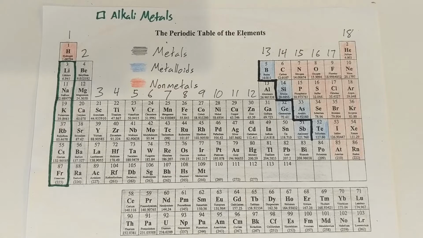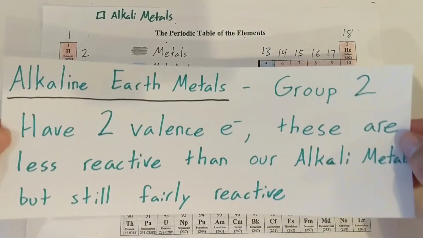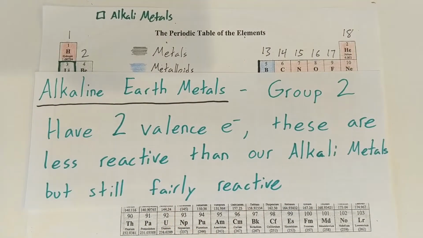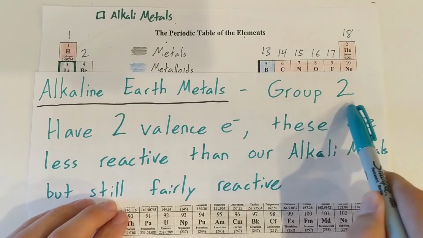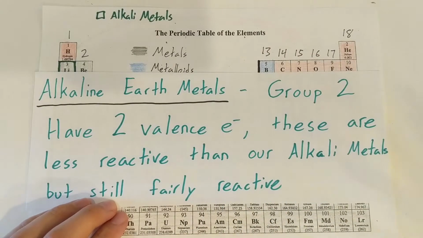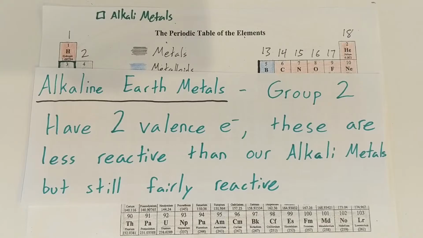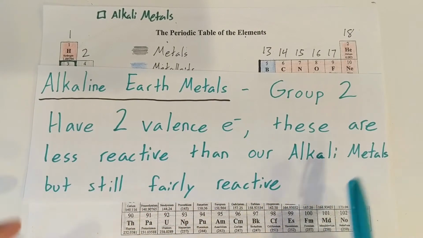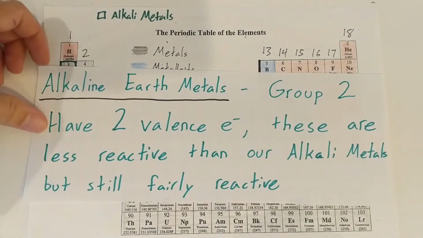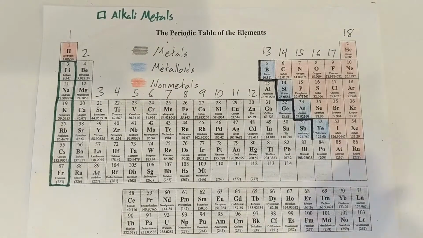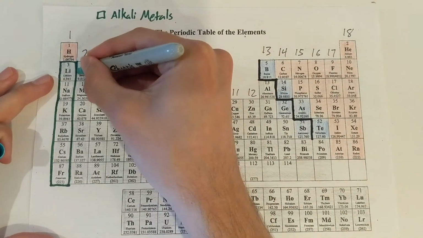Moving on to our next family that we're going to talk about, our alkaline earth metals. These are going to be all our elements in group 2. And like we said, group 2, they have 2 valence electrons. These are definitely less reactive than our alkali metals, but we're still going to call them considerably fairly reactive. So let's draw a box around those ones. We got 6 of them.